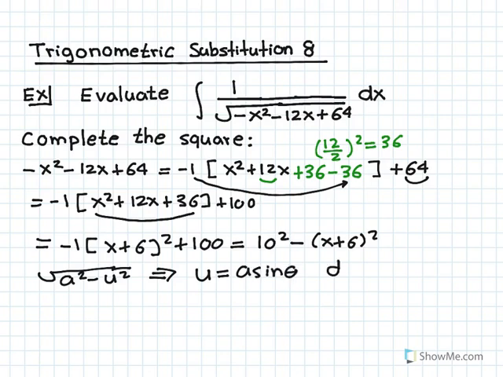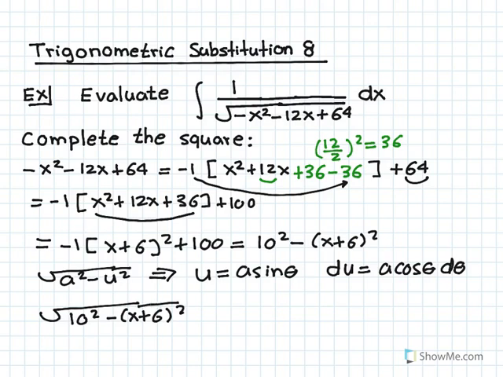Differentiate both sides, we get du is equal to the derivative of sine, which is cosine. So du is a cos theta d theta. We have root of 10 squared minus x plus 6 all squared. So x plus 6 is equal to 10 sine theta. Differentiate both sides, we get dx is equal to 10 cos theta d theta.